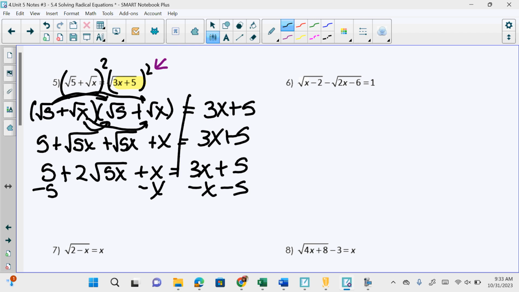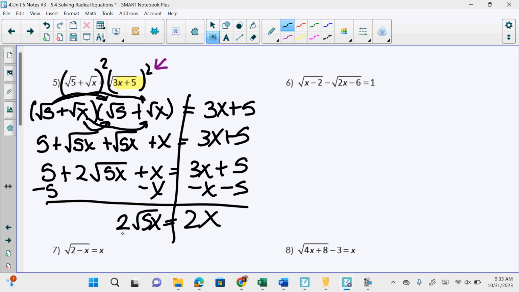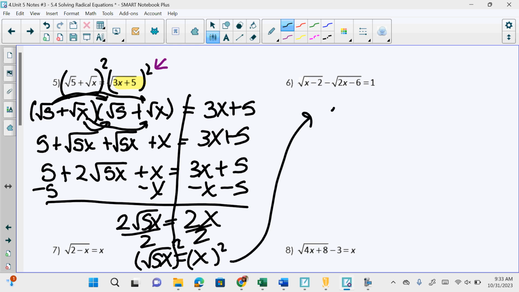So on the left-hand side now, I'm left with 2 square root 5x. On the right-hand side, just 2x. Divide by 2, and this worked out nicely. Square root of 5x equals x. And now I can raise both sides to the second power because the reciprocal of 1/2 is 2. So we get 5x equals x squared.